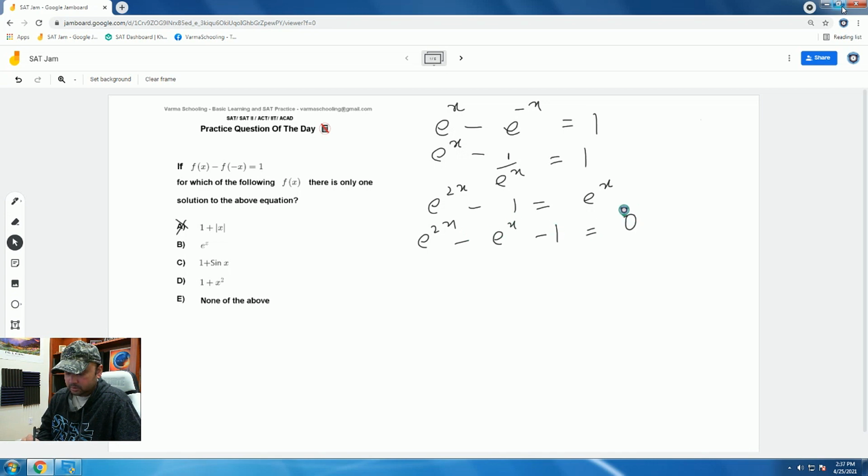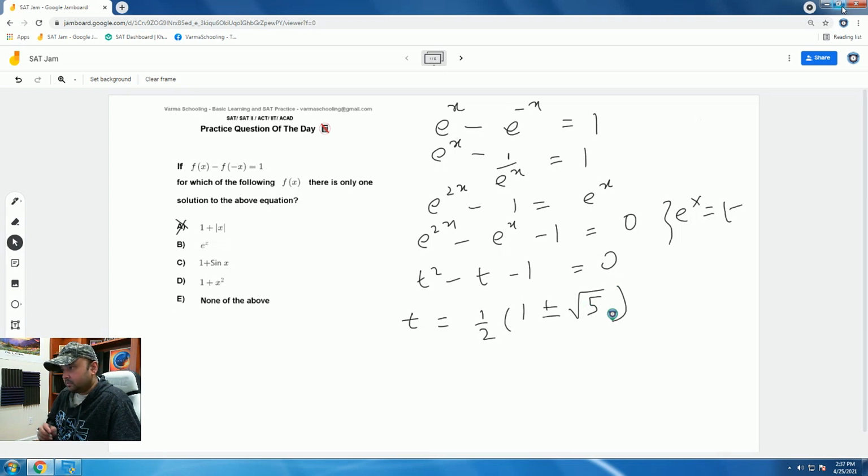Now, if we substitute e to the power x equals t, we'll get t squared minus t minus 1 equals 0. So that gives us two solutions. If we put in the quadratic formula, we will get t equals half of 1 plus minus root 5. Okay, so we are getting a solution, but one of these values of e to the power x is negative, which can't be. E to the power x will never be a negative value. It's always greater than 0.